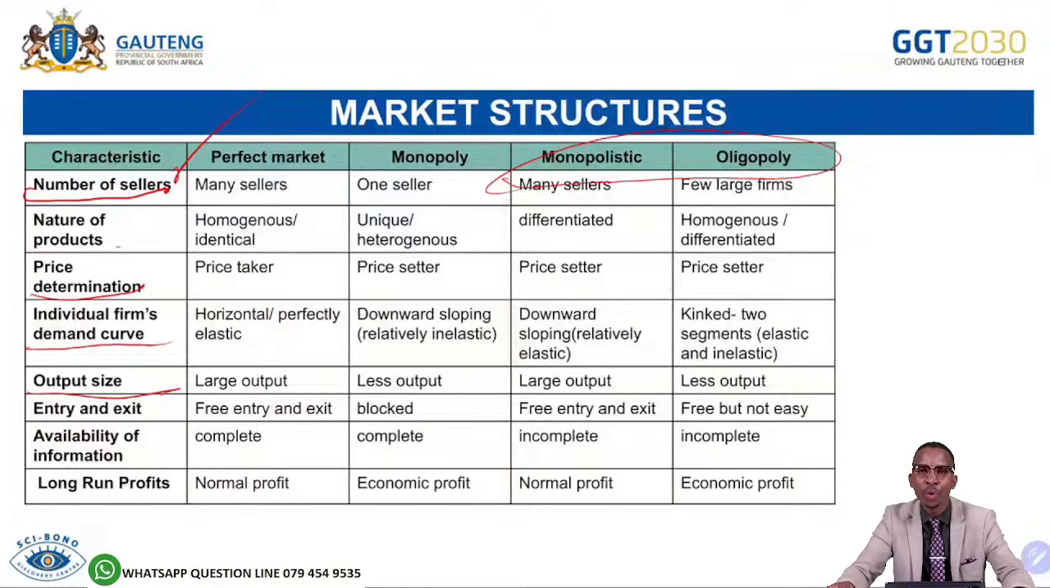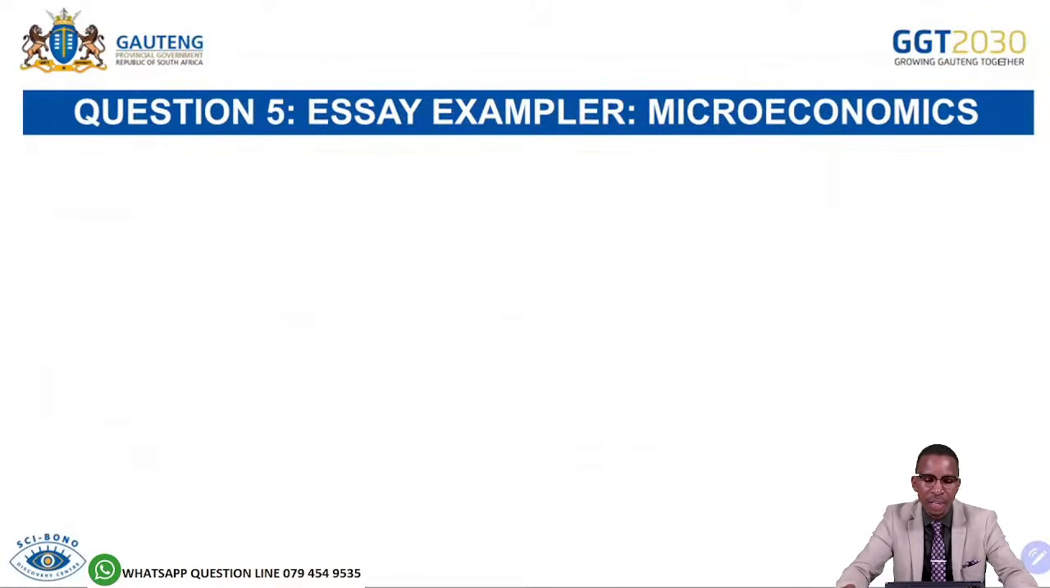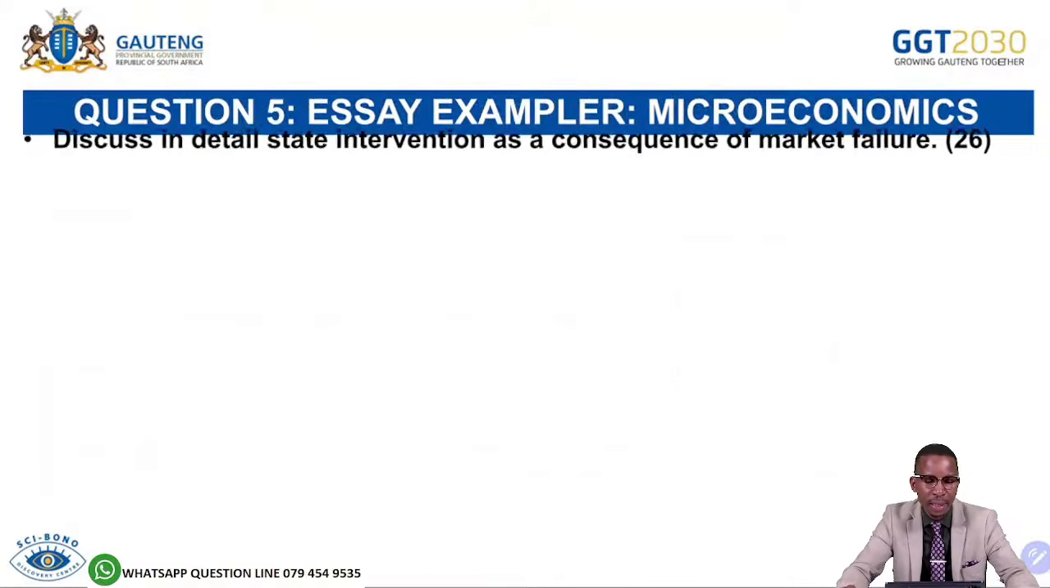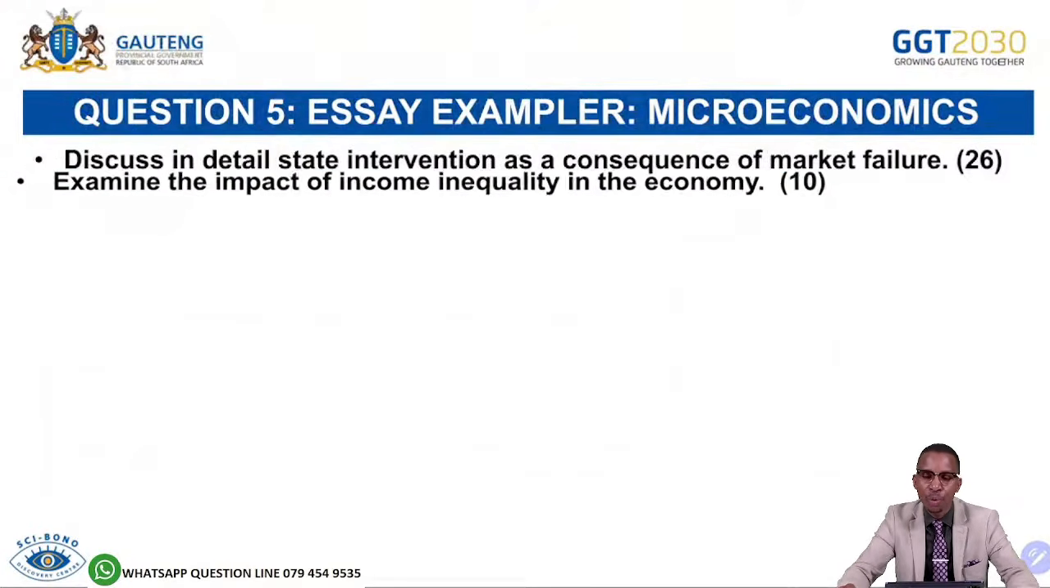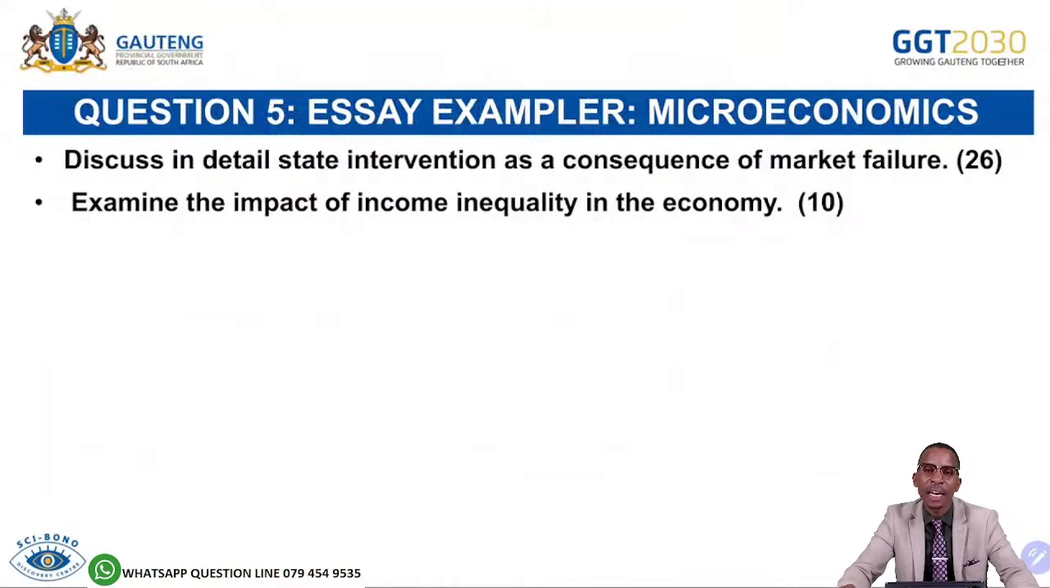So you can continue, but it is important that you know how to structure the discussion of market structure between all of these structures here. This is the example of an essay that we are dealing with today: discussing detailed state intervention as a consequence of market failure, which can be with or without graphs. Here I mix everything, including graphs, so that you will be fully informed if ever the essay happens to come in. Remember, I've discussed all other essays expected of you before, so I only provide one example for you today. Examine the impact of income inequality in the economy.